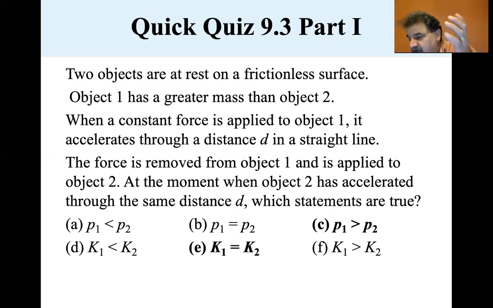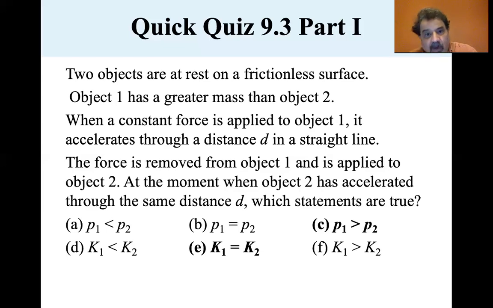Object 2 has the greater acceleration because of its smaller mass. Remember, we said that object 1 has a greater mass than object 2. Therefore, it travels a distance d in a shorter time interval. So even though the force applied to object 1 and 2 is the same, the change in momentum is less for object 2 because delta t is smaller.